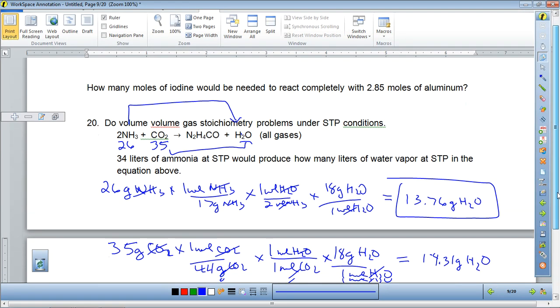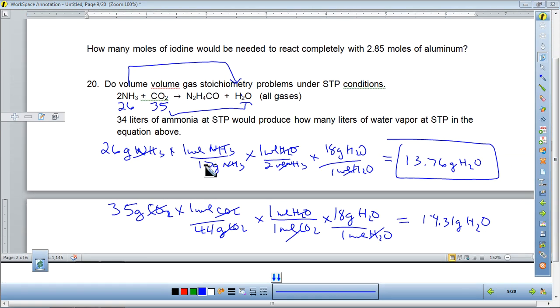There it is. So we'll take the 26 grams of ammonia and divide by 17 grams per mole. And then divide by the mole ratio of 1 to 2 and multiply by 18. And I got 13.76 grams. I did the same thing for the CO2, 35 grams over 44, 1 to 1, 18 grams per mole. And I got 14.31 there. Which one made the least amount? The first one made 13.76. This made 14.31. So the correct answer would be this. This would be the limiting reactant. This one would be in excess.